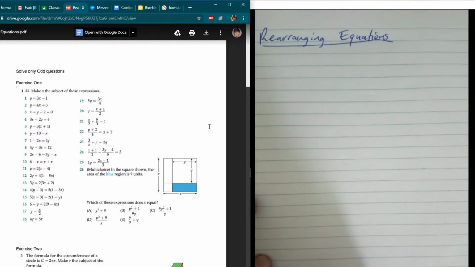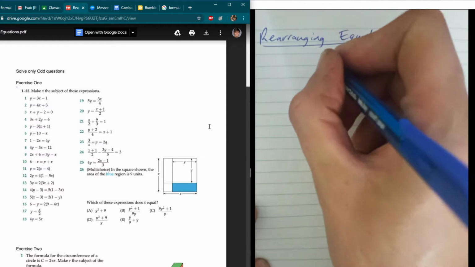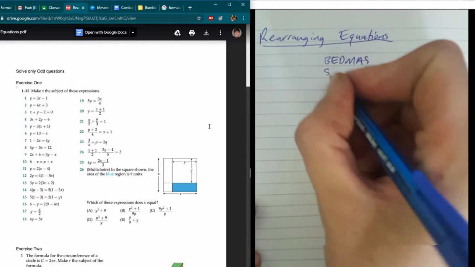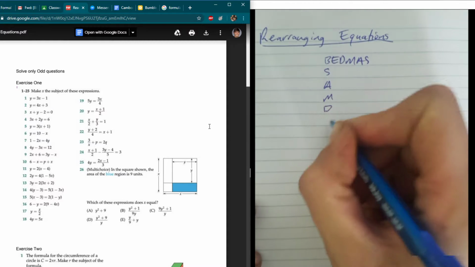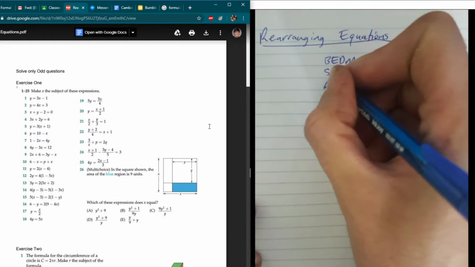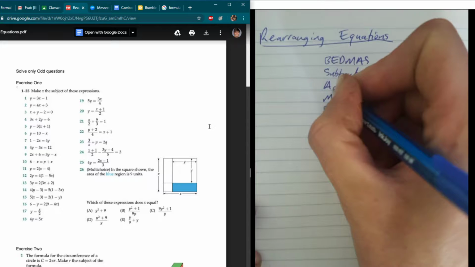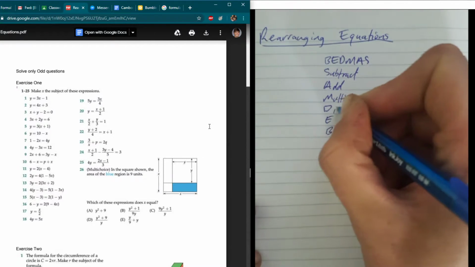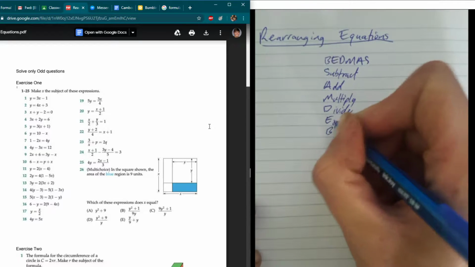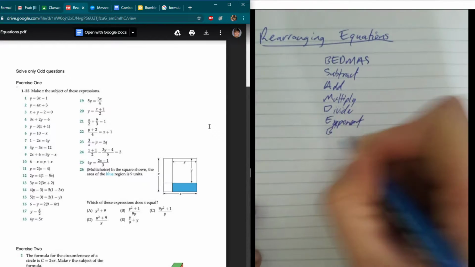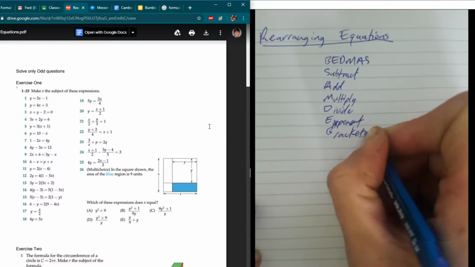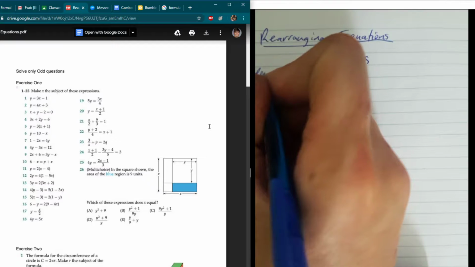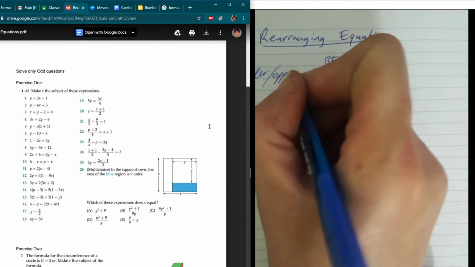So, I like to use BEDMAS backwards. Usually it's BEDMAS, but we're going to go SAMDEB. So that's subtract, then add, then multiply, then divide, then, oopsies, exponents, then brackets. Now what we're going to do is follow this order, but remember this order is for opposites. So that's what we're going to use it for.